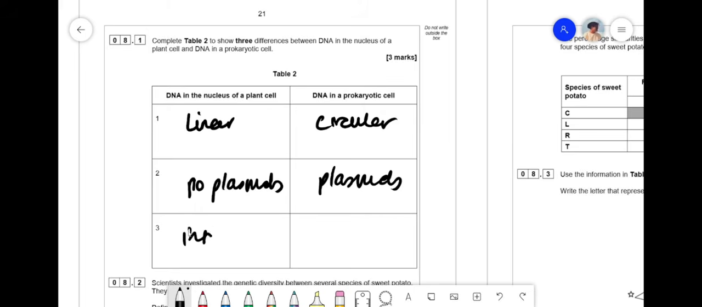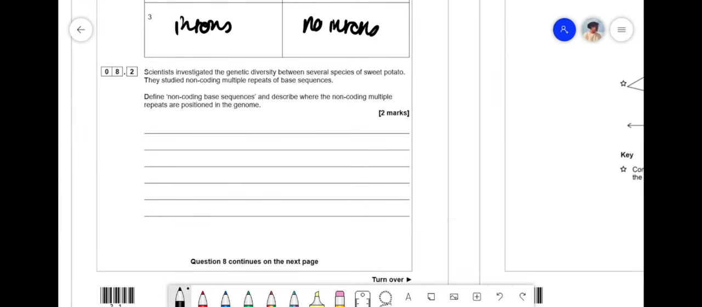There's introns in the plant cell because they're eukaryotic, but there's no introns in prokaryotes. What else can you say? You can say there's histones, no histones, and you could say, what else is there? Longer and shorter, but longer and shorter is a bit of a risky bet.